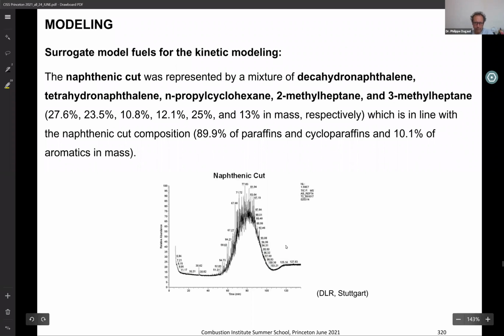And this is a chromatogram of a naphthenic cut sample, and you can see that there is no separation on the column of all the components because there are too many. You get this, it's like a distillation curve. So the naphthenic cut was represented by a mixture of decalin, tetralin, propyl cyclohexane, 2-methylheptane, 3-methylheptane, with this proportion, which is similar to what was observed in the fuel, with about 90% of paraffins and 10% of cycloparaffins. So it's somehow a complex fuel.